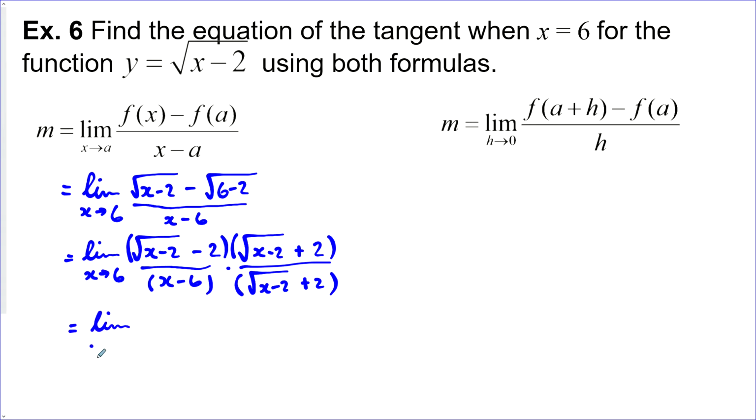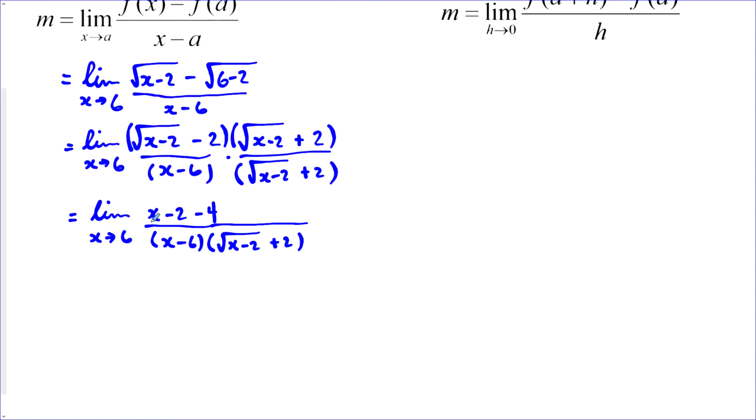So we've got the limit as x approaches 6, and root x minus 2 times root x minus 2 is just x minus 2. And then the middle term will cancel, and the last term will show up, and that would be minus 4. And then in the denominator here, we've got x minus 6, and this conjugate here. Okay, now in the numerator, we have essentially x minus 6, and in the denominator, we have an x minus 6. So those are going to cancel out with each other. So we'll just do that this step. Remember, in the numerator, we end up with 1, not 0.